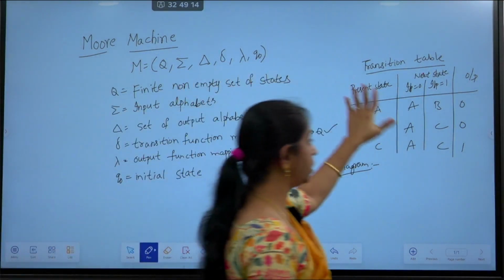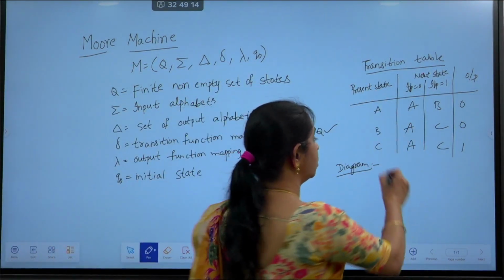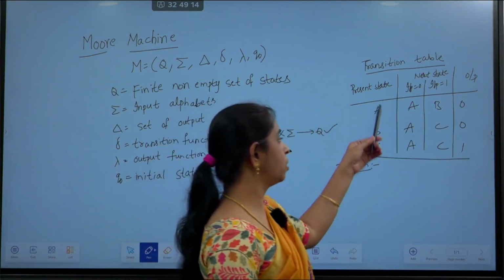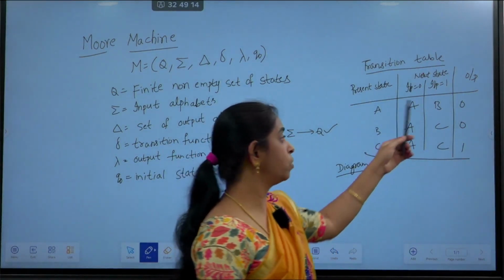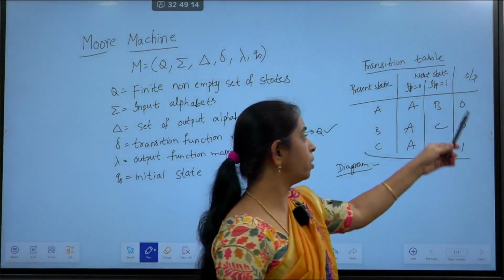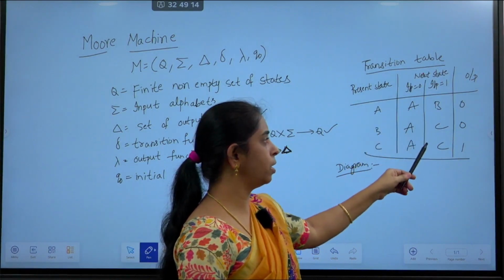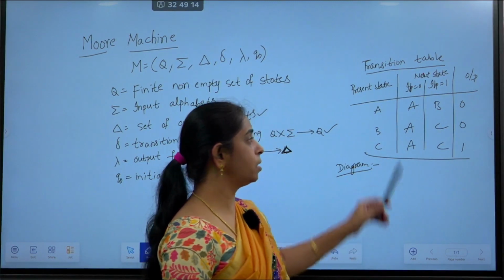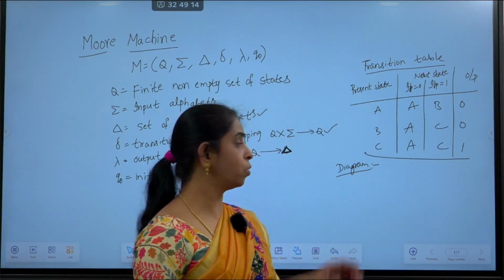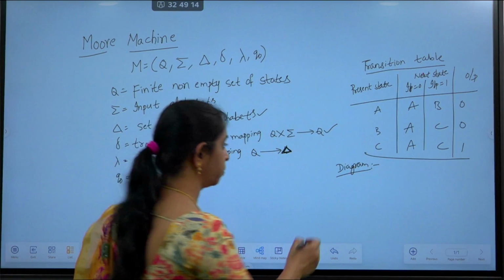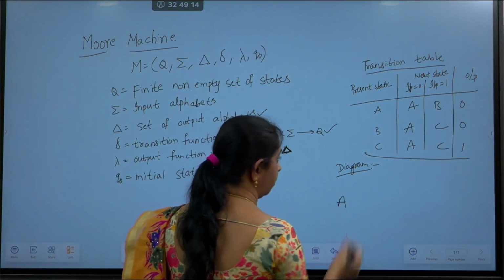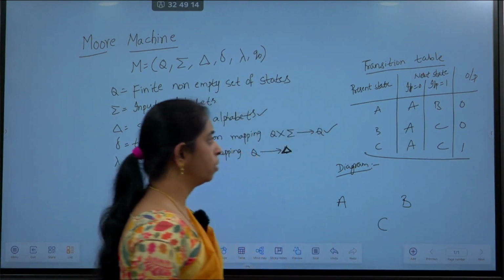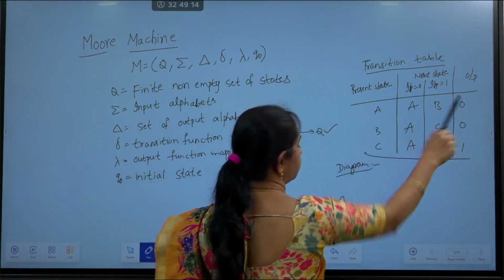So here we will see the transition table. This is the example transition table we have taken. The present states are A, B, C. The input alphabets are 0 and 1. Here we have the present state, the next states on input 0 and input 1, and the output. Based on this transition table, we will see how to draw the Moore machine. The states are A, B, C. For the present state A, the output is 0.